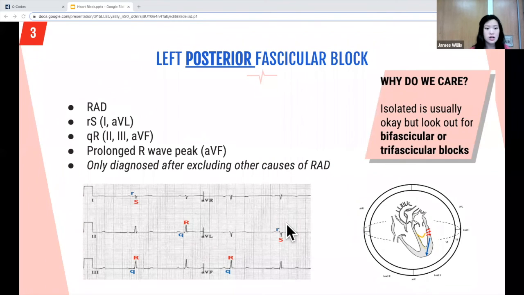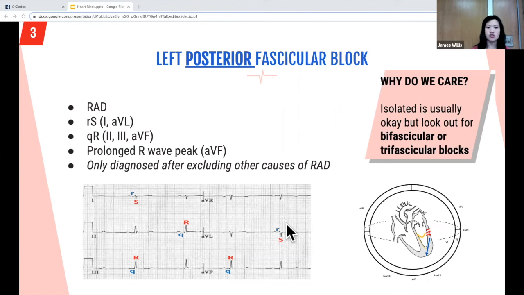Why do we care? Usually left posterior fascicular blocks are less common. You're often not going to see it in isolation. And so if you do, it's usually okay, unless you start seeing them with chest pain, syncope, hypotension. You want to start looking out for other types of blocks like bifascicular, trifascicular blocks.